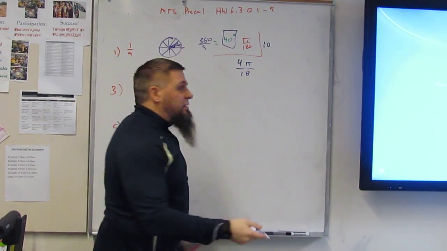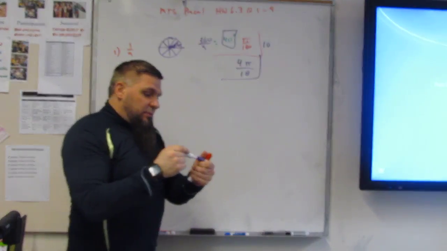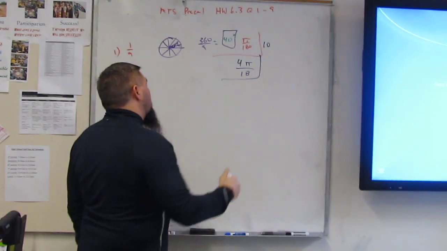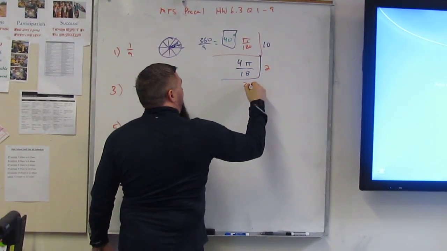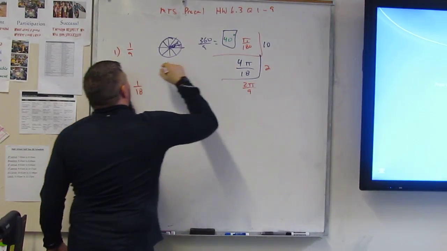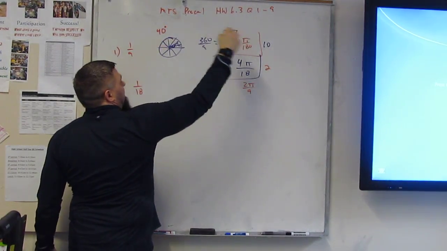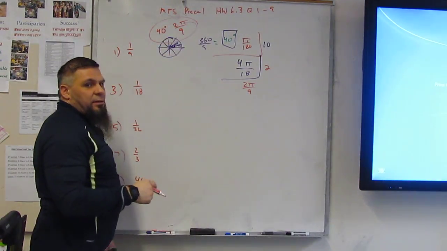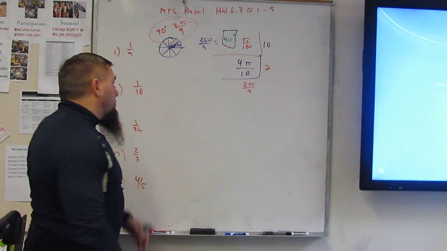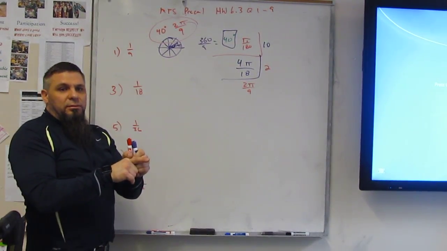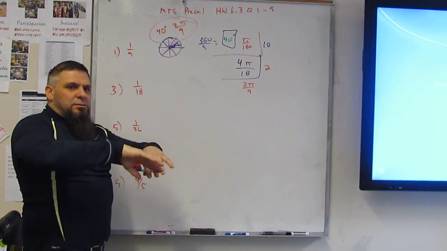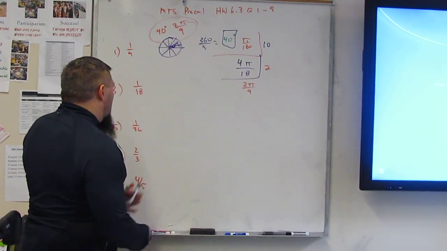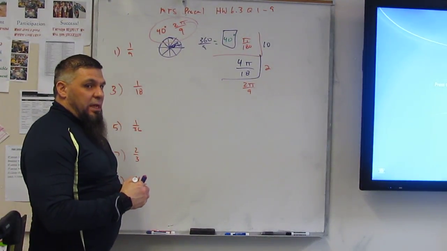Now I can break it down again. What goes into 4 and 18, Dante? 2. Good. So then I got 2 pi over 9. So this is 40 degrees and 2 pi over 9. Those are the 2 answers for 1/9 of a circle. Does that make sense?